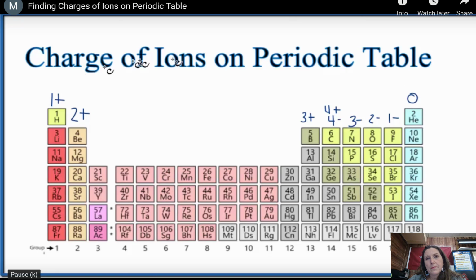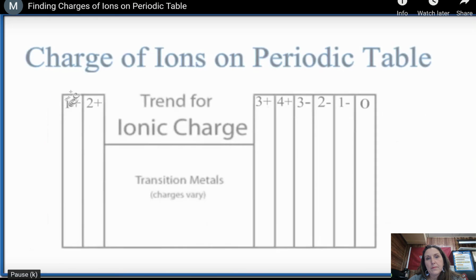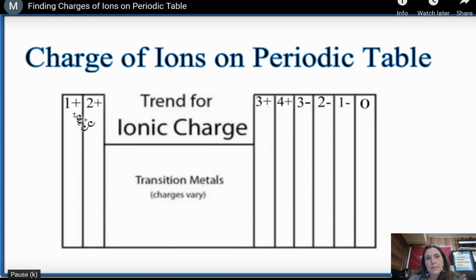So you see the pattern. 1, 2, 3, 4 plus or minus, then 3 minus, 2 minus, 1 minus, 0. You can kind of think of it this way. Group 1 is 1 plus, we go 2 plus, skip the transition metals, 3 plus, 4 plus or minus, 3 minus, 2 minus, 1 minus, 0. It's kind of like a mountain there. That's the trend for ionic charge.